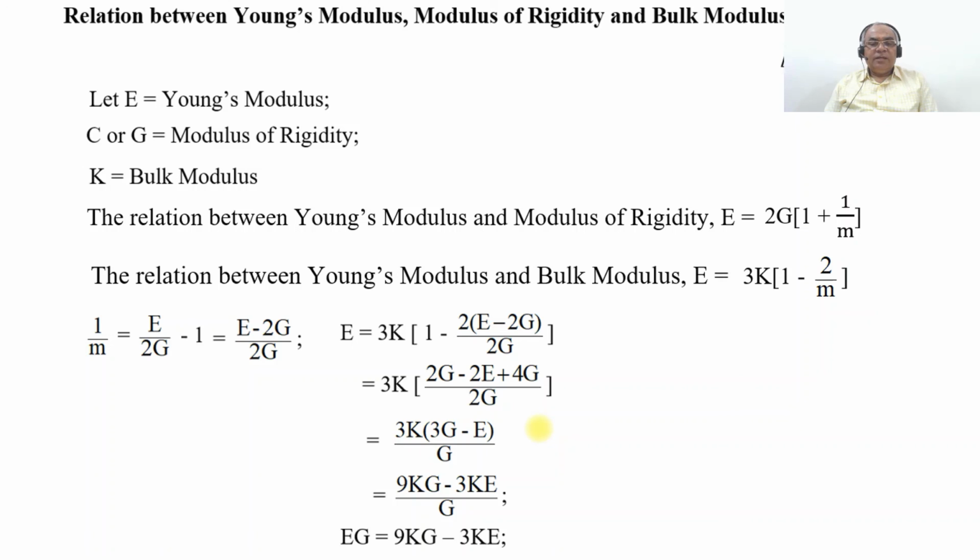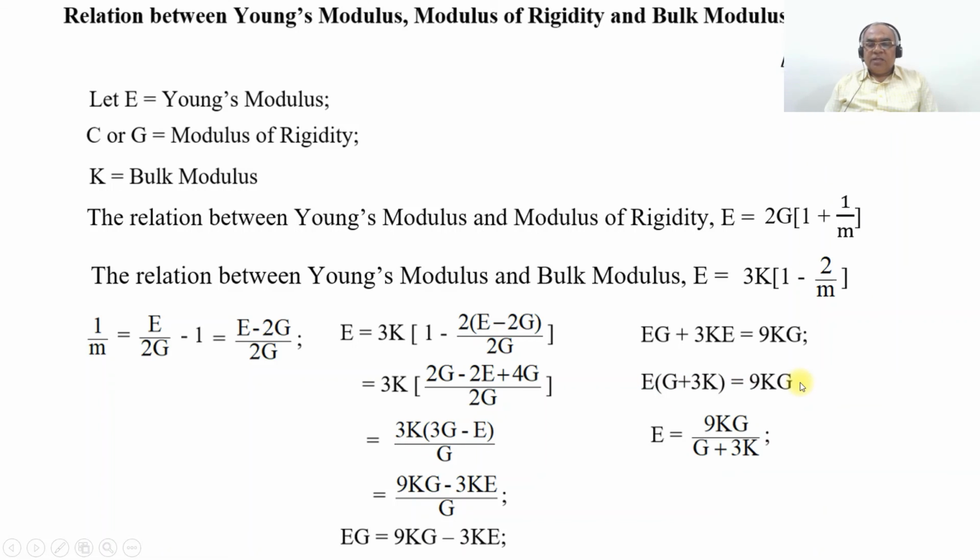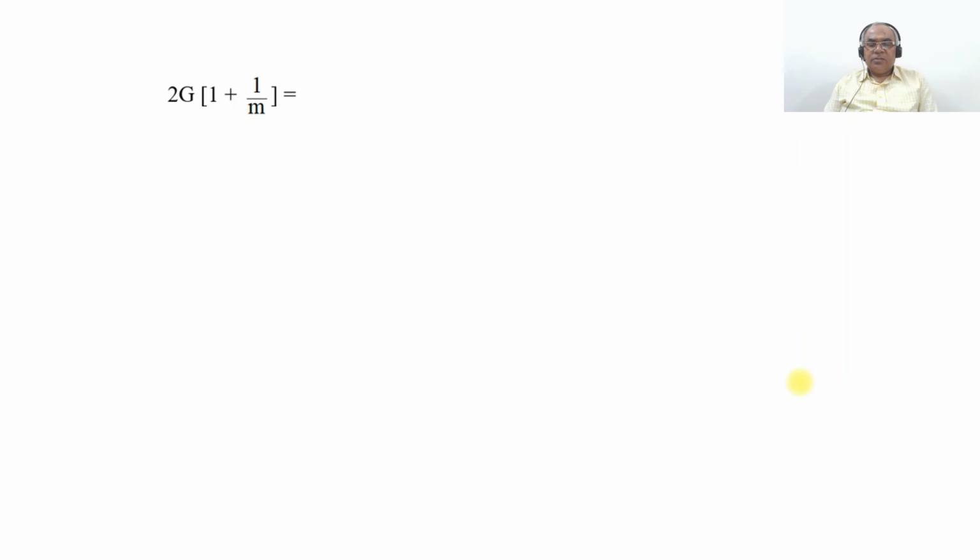Therefore, E into G will be equal to 9KG minus 3KE. So then what we get is EG plus 3KE is equal to 9KG. That means you are taking the 3KE to the left hand side. Now E is the common factor, so E into G plus 3K is equal to 9KG. Therefore, E will be equal to 9KG by G plus 3K. So this is how you will be able to establish the relationship.